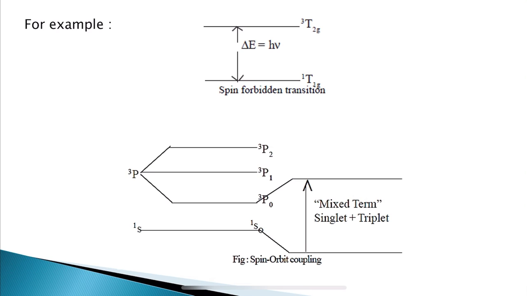In spite of that, the electronic transition can take place. Such electronic transitions are called forbidden transitions, and this takes place because of the new state formed, where the singlet 1S0 state and the 3P0 state combine together. That is what is called spin orbit coupling. Due to the spin orbit coupling, a new state is formed, and in that new state the transitions are partly allowed. Such transitions are called forbidden transitions.